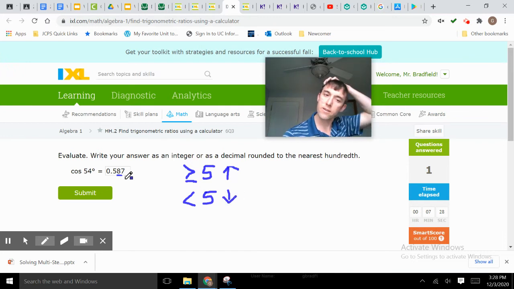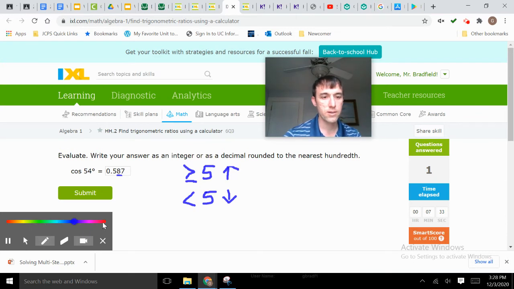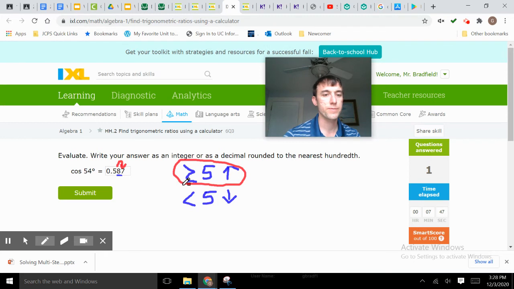So we can see here the number to the right of 8 is 7. We're looking at this number, 7. 7 is greater than 5, so we're going to round up. How we do that, we take the 0.58 and we round up to 0.59.